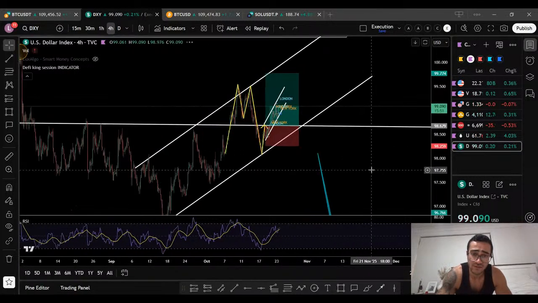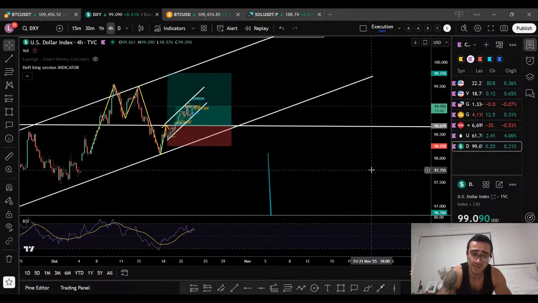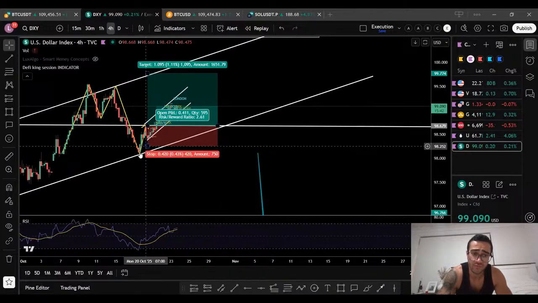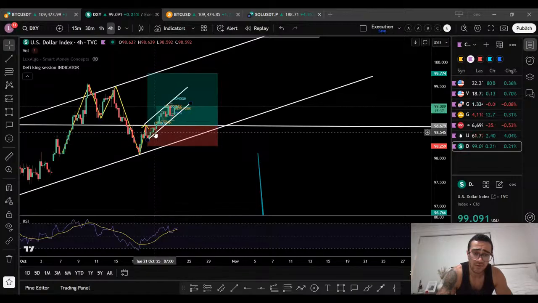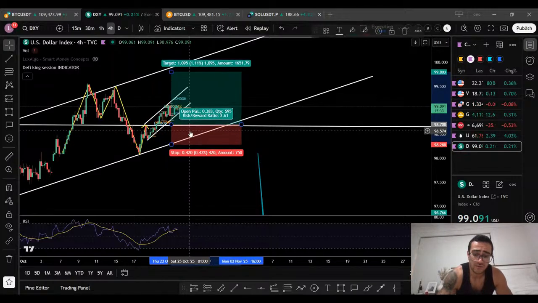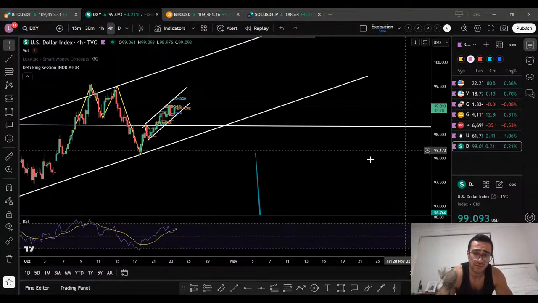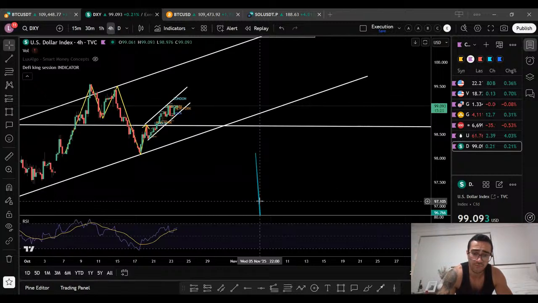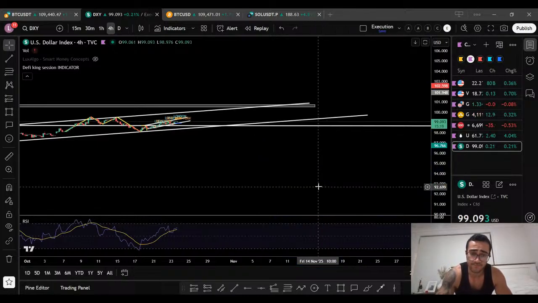If I have a look at the DXY one more time, we've had the double top, equal highs, inside an ascending channel, which we have bottomed out at support. We have written that in. Delete that. Now we wait. On this, once again, if this does go down, Bitcoin will go up. And if this goes up, Bitcoin will go down.